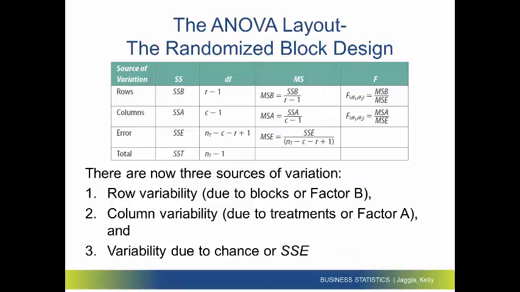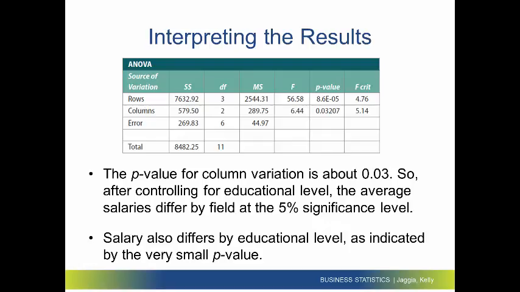Okay, so here's the layout for the ANOVA output. This type of two-way ANOVA is known as a randomized block design. We now have variability for education level, factor B, variability for employment field, factor A, and variability due to chance. Also total variability is presented. Until we account for the variability in education levels, we can't determine the effect of employment on average salaries.